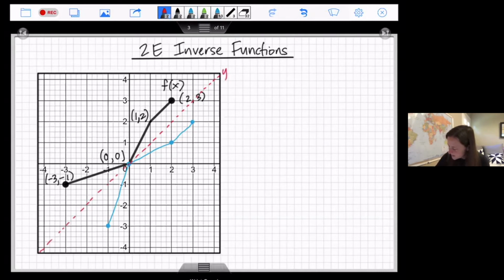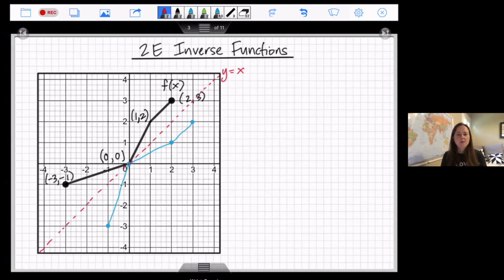Okay. And it's the line that goes through all the points that have the same x and y coordinates, the point (1, 1), (2, 2), (3, 3). And those are all the points that don't get changed when we go from the function to the inverse, right? (0, 0), the x and y coordinates are the same. So when we flip them, they don't go anywhere.